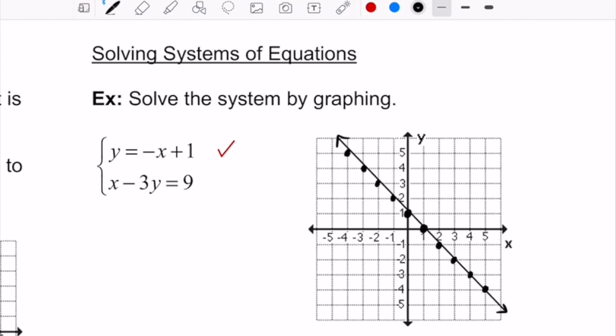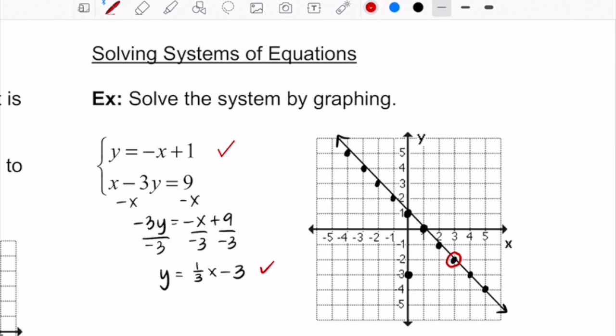My second line isn't ready to graph yet. I'm going to put it in slope-intercept form to graph it. So I'll minus the x from both sides, and then I'll divide both sides by -3. I'll get y is equal to +1/3 x minus 3. And now the second equation is ready to graph. When I graph my second equation, I'll start at -3, and then my slope is up 1 and 3 to the right, and that's all I need to find the point where the two lines cross.